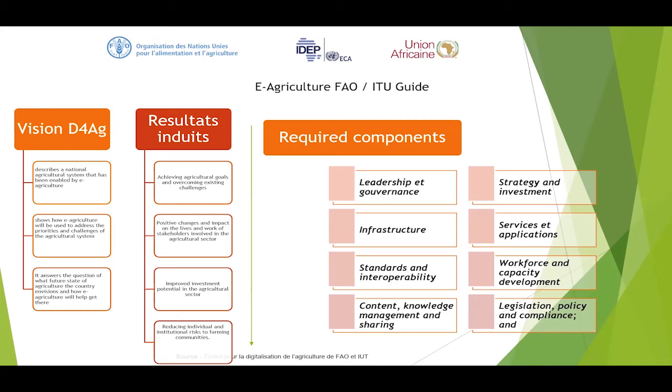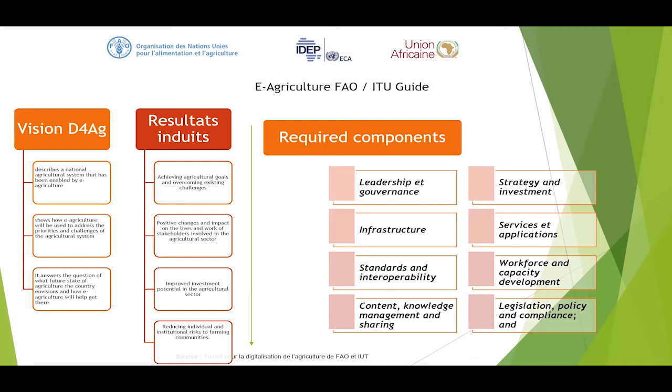So there are some components definitely required to achieve this vision of digital for agriculture. To achieve these results, something has to be put in place. Some things have to work. Some of those required components are leadership and governance. The political will is very important. The government has to prioritize agriculture, but it also has to prioritize digital technologies. And the pandemic has shown us that really digital is the way to go. So there has to be good political will.